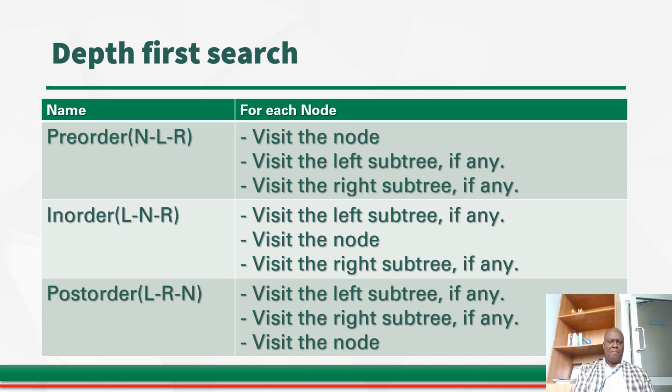What it means by pre-order is you visit the node first, then you visit the left node and the right node. For in-order, you visit the left node, then you visit the node, and then the right. For post-order, you visit the left node, the right node, then the node. So here you visit the node, visit the left subtree if any, visit the right subtree if any.